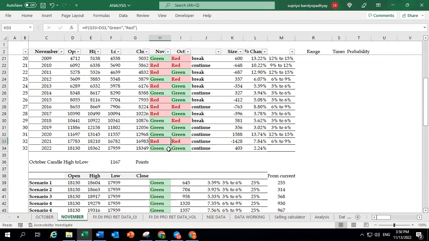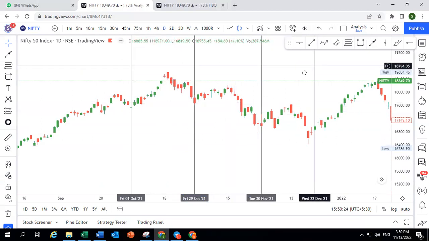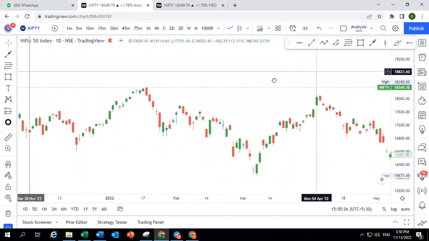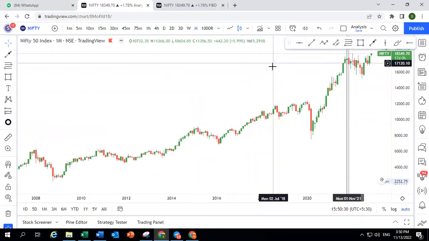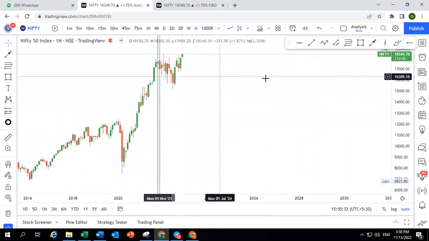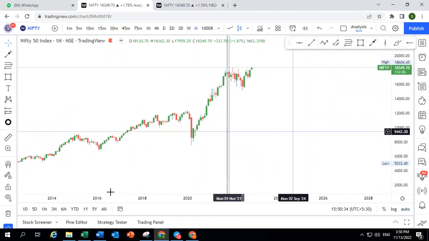Now let's see what happens in the month of November this year. So the October candle for this year, when I go to the monthly chart, now this is the October candle.